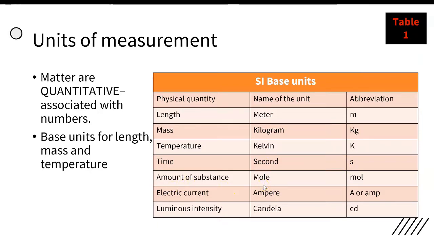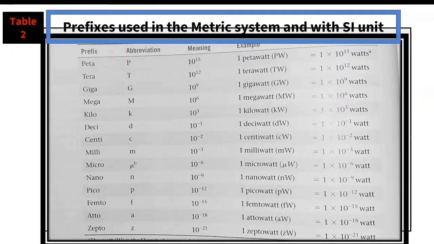The concept we will learn not today but throughout the course. It's very important, the mole concept. And for electric current, it's ampere, and for luminous intensity, it is candela. This table is also very important, which may be used for numerical purposes, and I want you to note it down in a notebook.